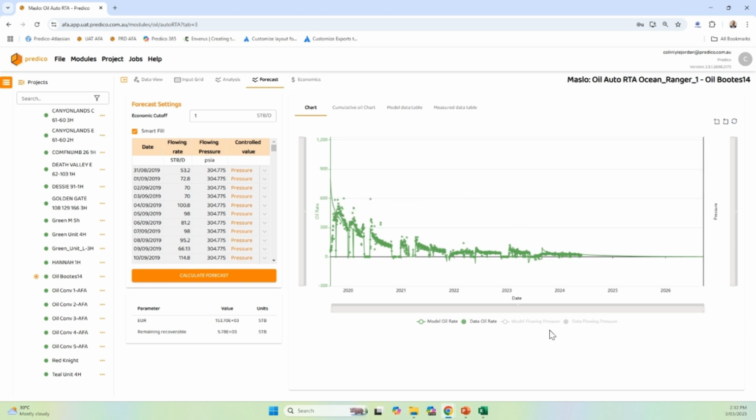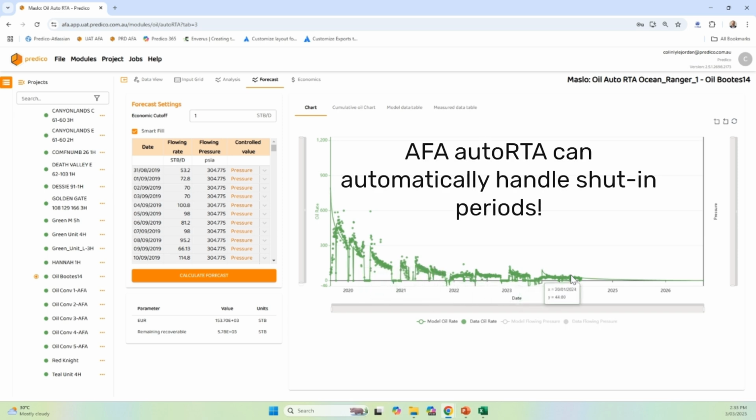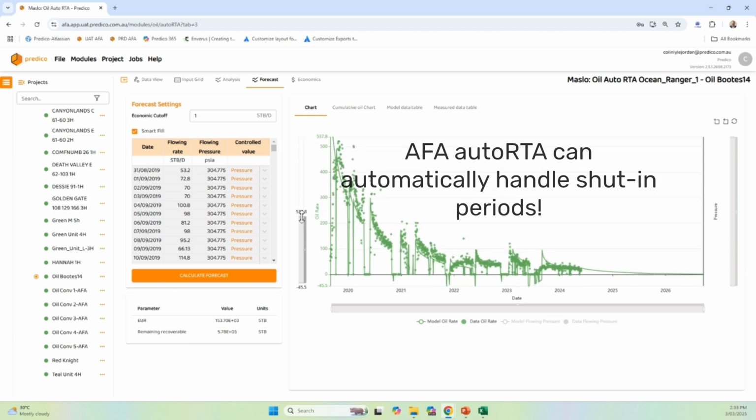Now I'm going to turn some of these flowing pressures off. One of the advantages of RTA is it tends to honor the whole entire production history, giving you more faith in the basic reservoir model it's put together. As you can see here, AFA tries to honor the shut-in periods all on its own and then do the forecast going forward using the base reservoir model.